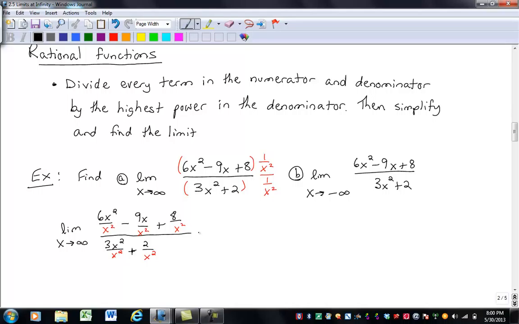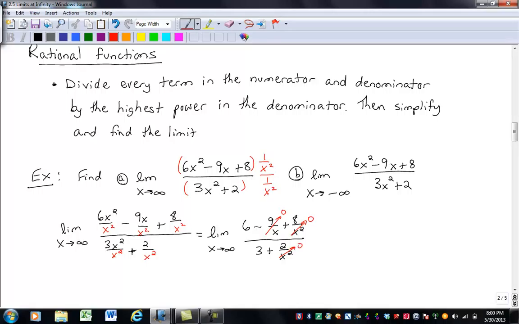But after I've done that, now I'm just going to simplify this fraction. This is the limit as x goes to infinity of 6 minus 9 over x plus 8 over x squared, and on the bottom, we have 3 plus 2 over x squared. Now when I work this limit, anything that has x squared on the bottom goes to 0. It doesn't even matter if the x goes to plus or minus infinity. So it doesn't matter if I put a plus or minus here. These terms that have x's in the bottom are all going to go to 0 from that property 3.